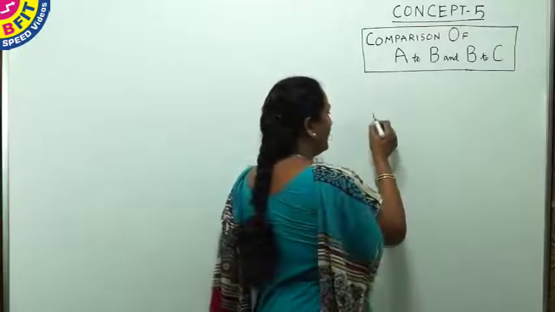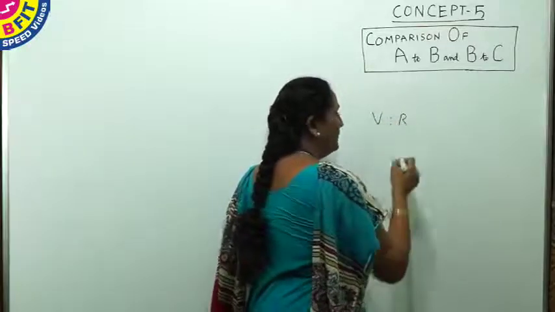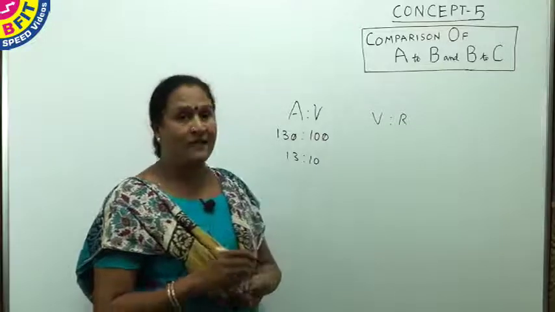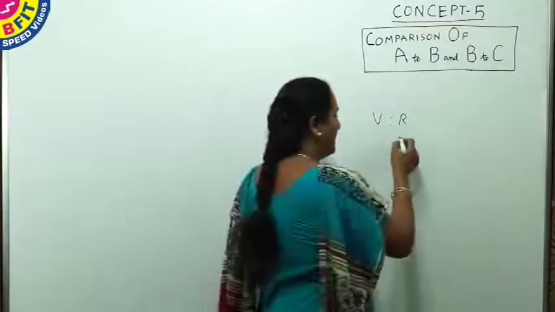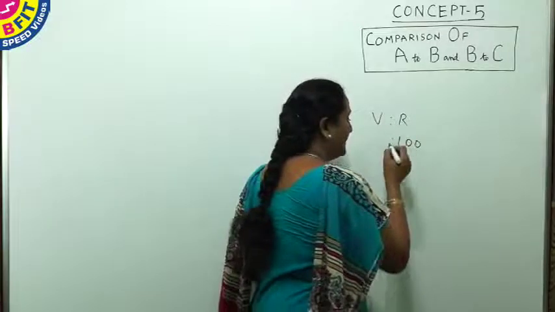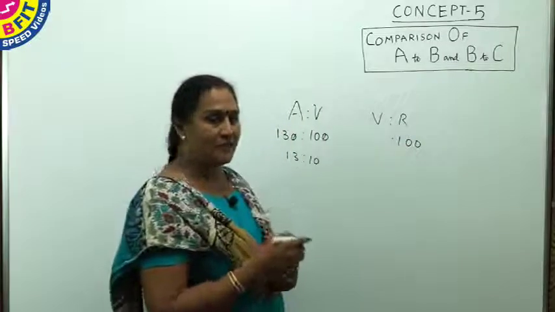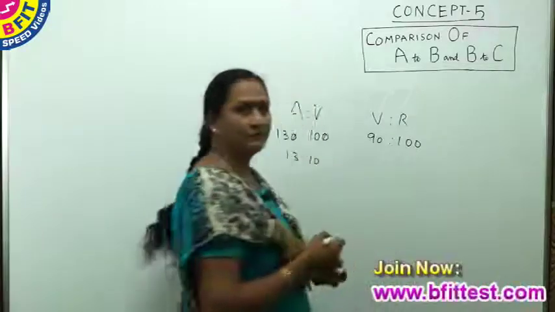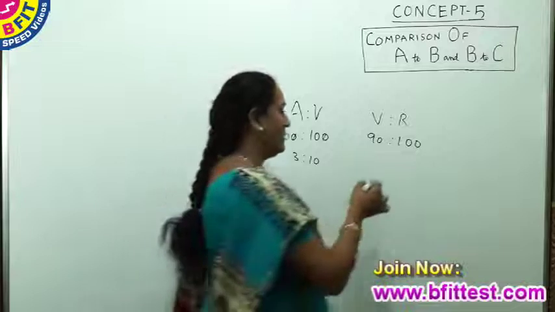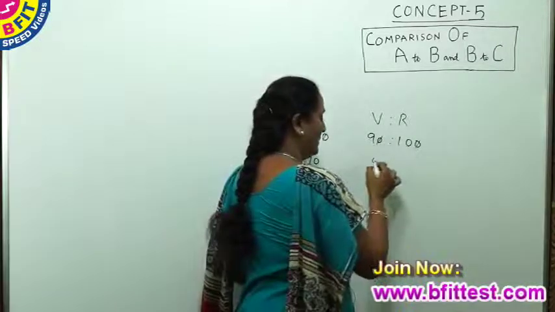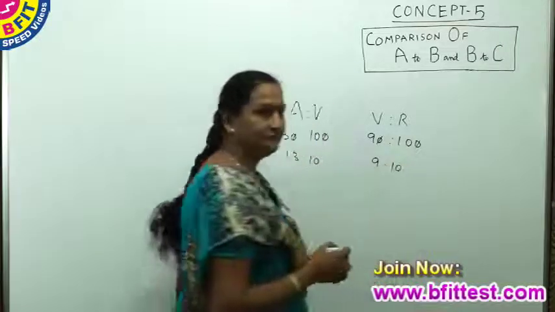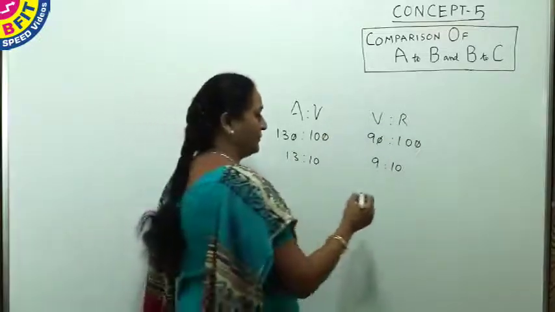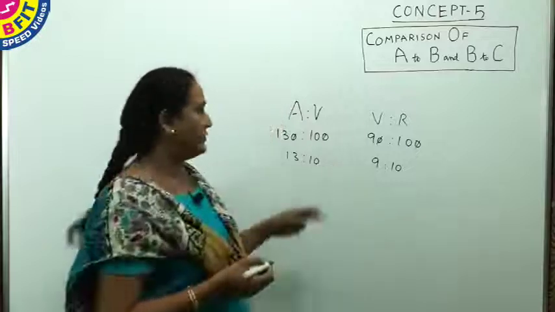And now the comparison between Vimal and Raman. Vimal's expense is 10% less than Raman's expense. So taking the base for Raman as 100, as it is less, subtract 10 from 100. So it is 90. Now what is the ratio between Vimal and Raman? It is 9:10.